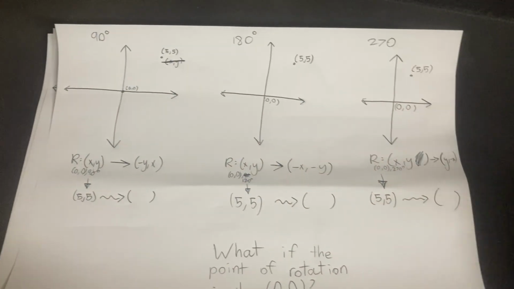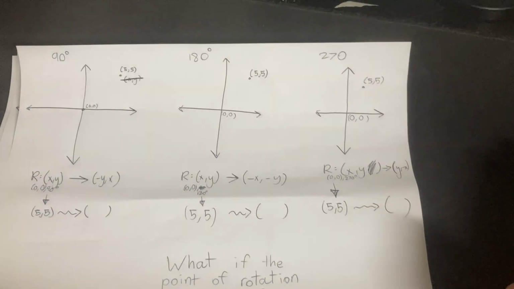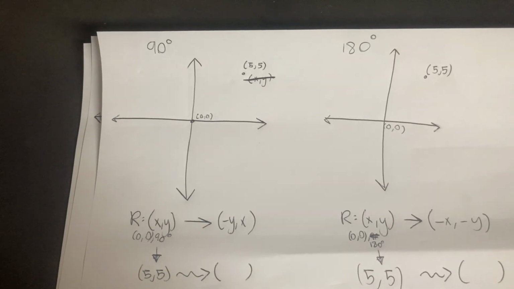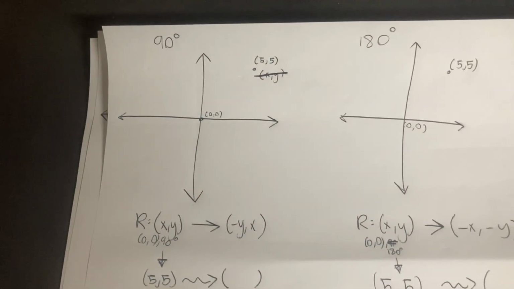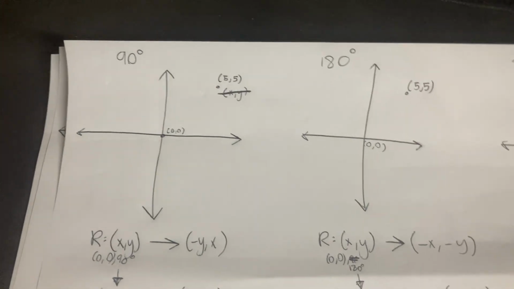Let's begin rotation when the center of rotation is at 0, 0. I have 3 basic examples for this type of rotation. The first example I have is a 90 degree rotation. This rotation will be rotating 5, 5 by 90 degrees.